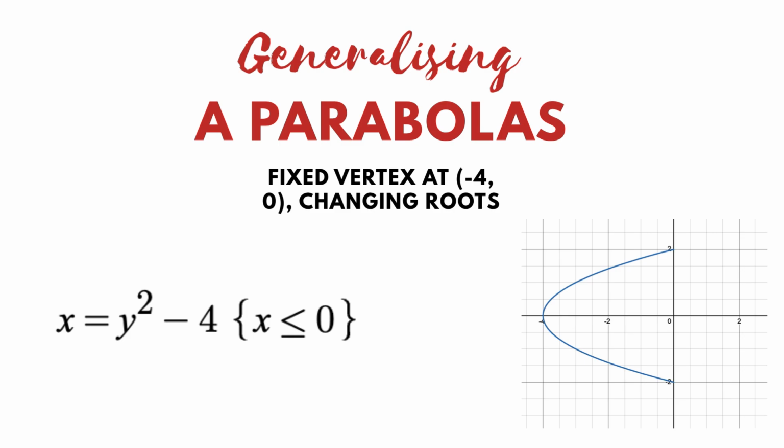Alright, now let's try and generalize our parabola so that we've got a fixed vertex at negative 4, 0, and we've got changing roots. Basically, this means that we're going to have a fixed vertex, and our graph is essentially going to stretch out, stretch in, and this is how our graph looks right now.